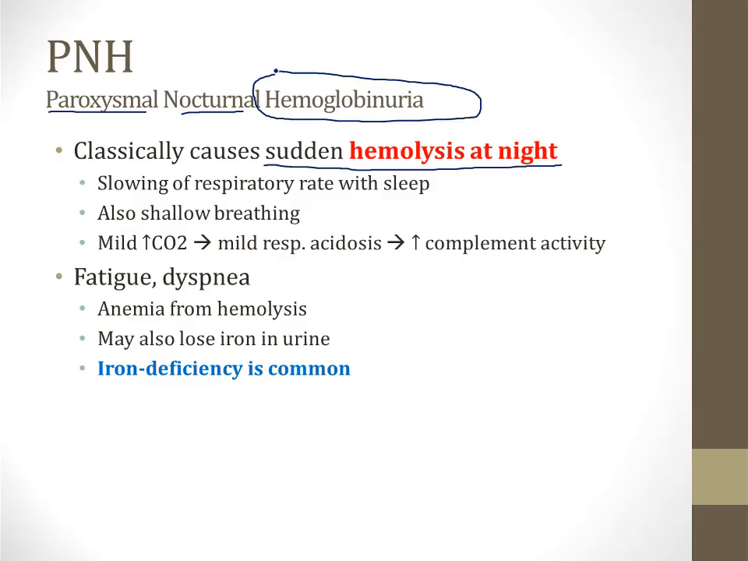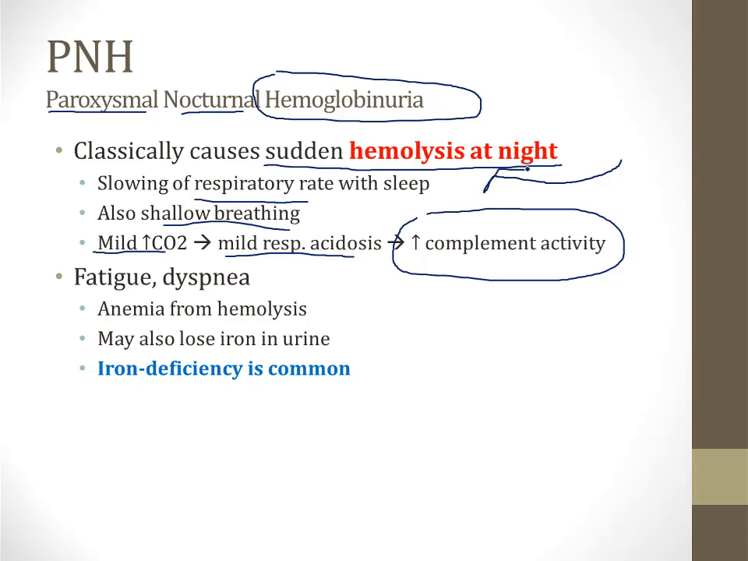The reason the hemolysis classically occurs at night is because there's a mild slowing of your respiratory rate when you sleep. There's also slightly shallower breathing during sleep. This leads to a little bit of a rise in the CO2 level and a mild respiratory acidosis, and mild respiratory acidosis can trigger complement activation. So there's an increase in complement activity at night, and that often triggers these episodes of hemolysis at night that define the disorder. The symptoms of the disorder include fatigue and dyspnea, and this results from anemia. When you hemolyze at night, over time you will become anemic.